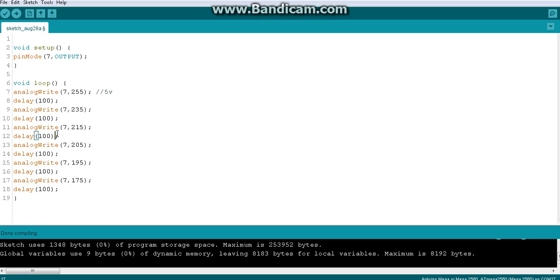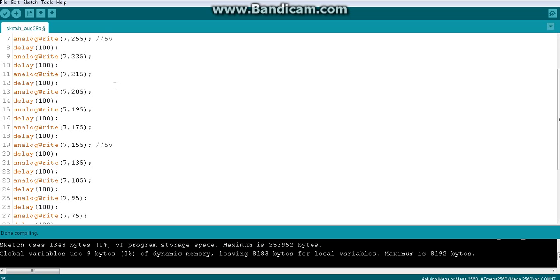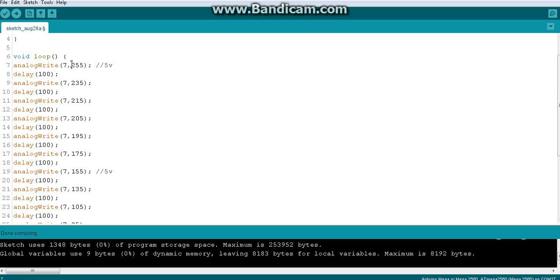Okay guys, so 175, okay, 155. So guys, just to save your time, I have quickly done this. I have started from 255 and I decreased by 20 analog units. Okay, so 20 analog units means how many voltage would it be? So let's check that out.